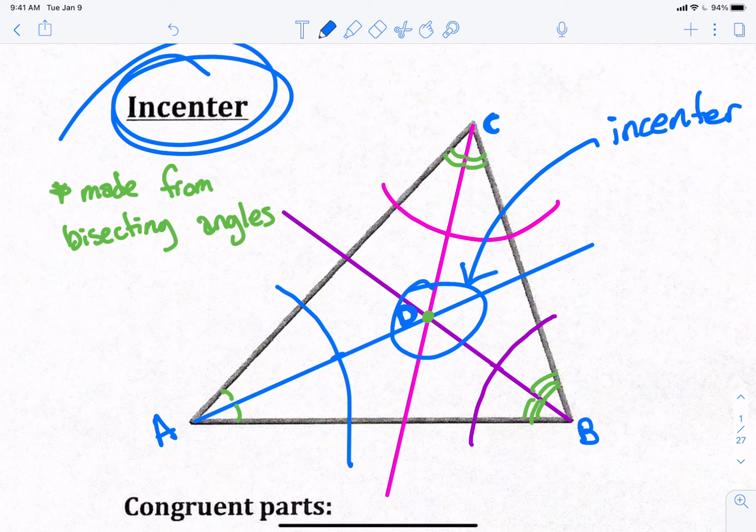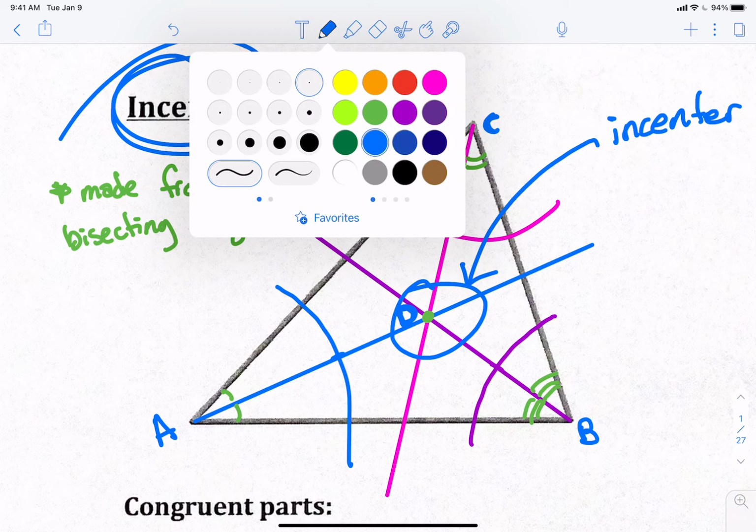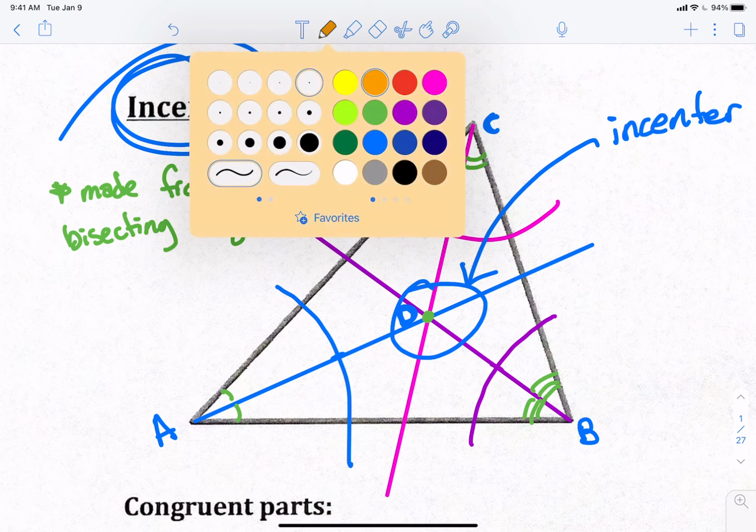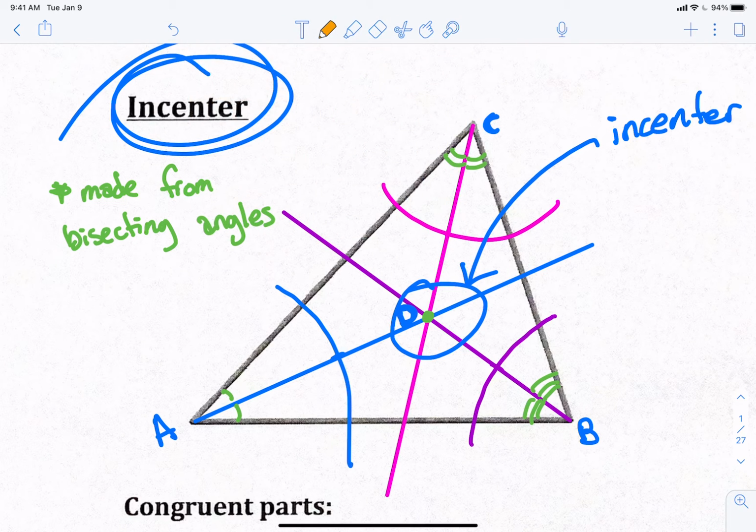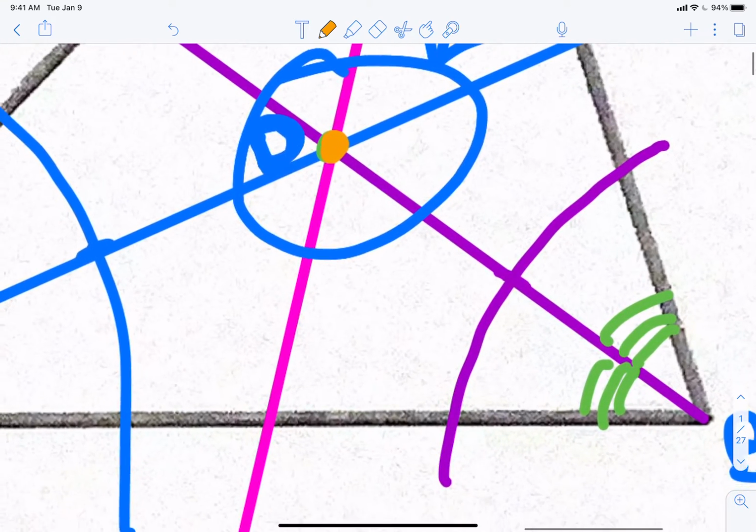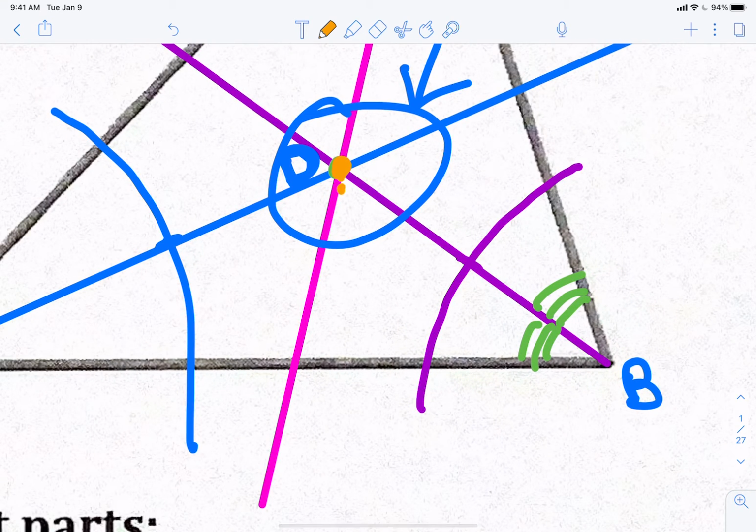Okay, a couple of things that I want you to label. I'm running out of colors here. I'm gonna do orange. Here's what I want you to do. This dot in the center, I want you to make a perpendicular line going straight down, perpendicular with the bottom side. Okay? Perpendicular line straight down.